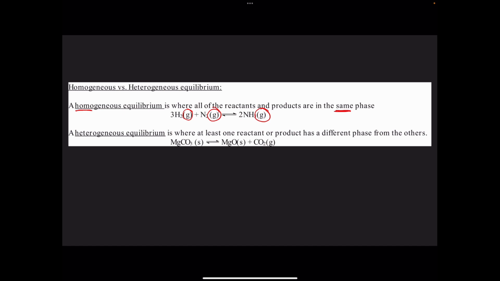A heterogeneous equilibrium is one in which at least one reactant or product has a different phase from the others. So if one thing is different, it's going to be heterogeneous. Here we have a mixture. I've got solid magnesium carbonate, I've got solid magnesium oxide, and I have gas for my carbon dioxide. I have different phases. And since those phases are different, that's going to be described as being a heterogeneous equilibrium.